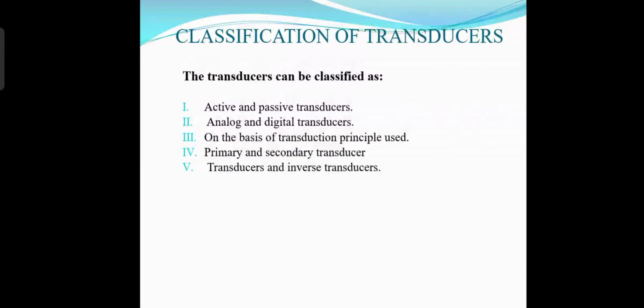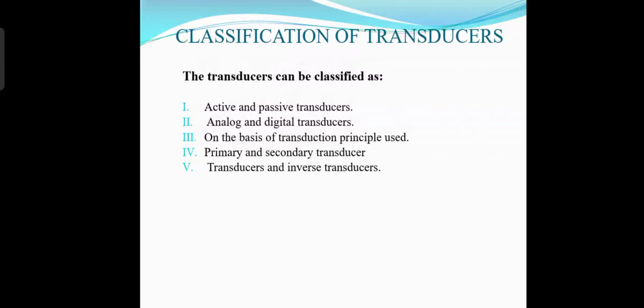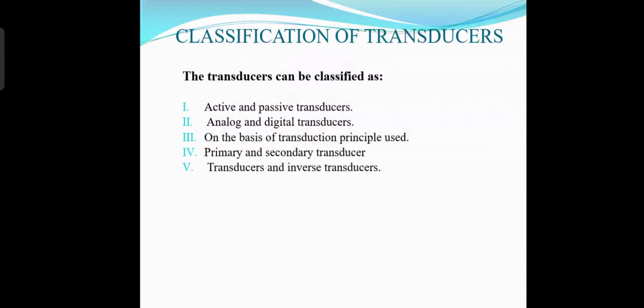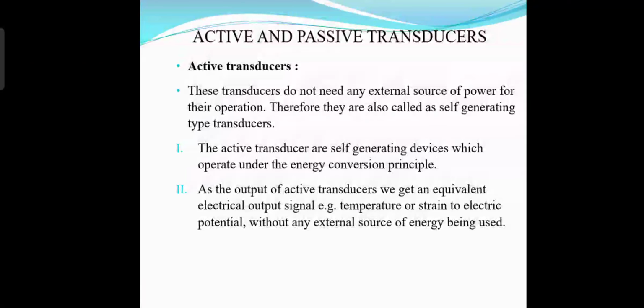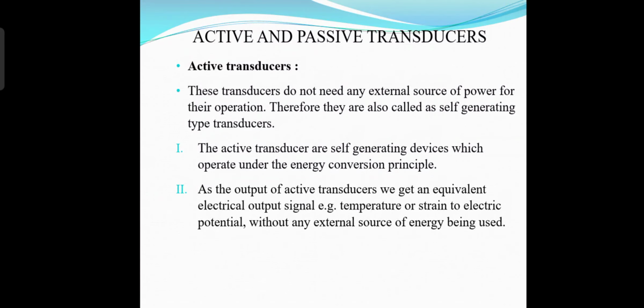Now we will see about the classification of transducers. Transducers are generally classified as active and passive, analog and digital, primary and secondary, transducer and inverse transducer, on the basis of transduction principle used. Now we will see what is meant by an active transducer. These transducers do not need any external source of power for their operation. They are also known as self-generating type transducers. They operate under the energy conversion principle.